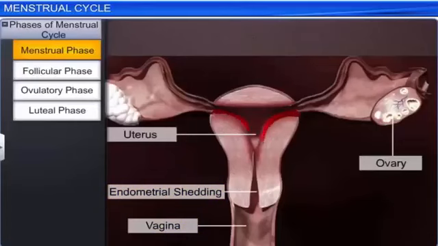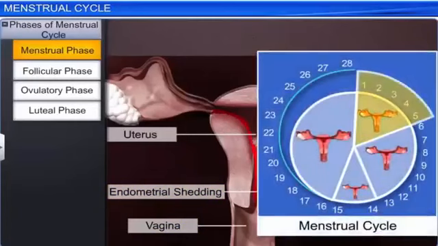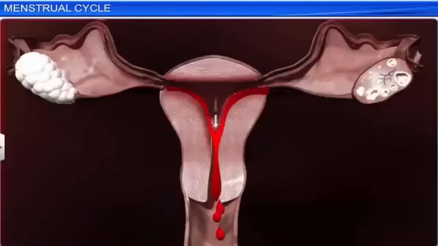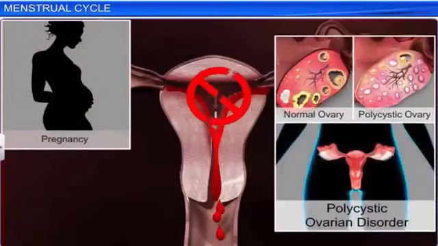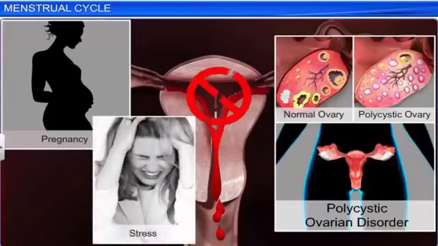lasts for 3 to 5 days from the beginning of the menstrual cycle. Interestingly, the absence of menstruation indicates pregnancy or ovarian disorders such as polycystic ovarian disorder, or even factors such as stress and ill health.